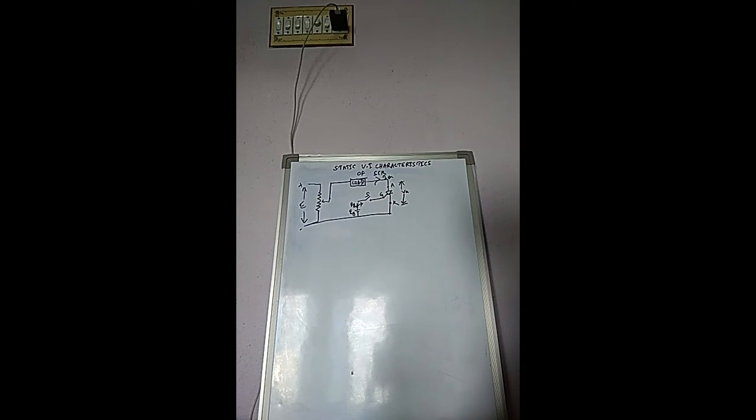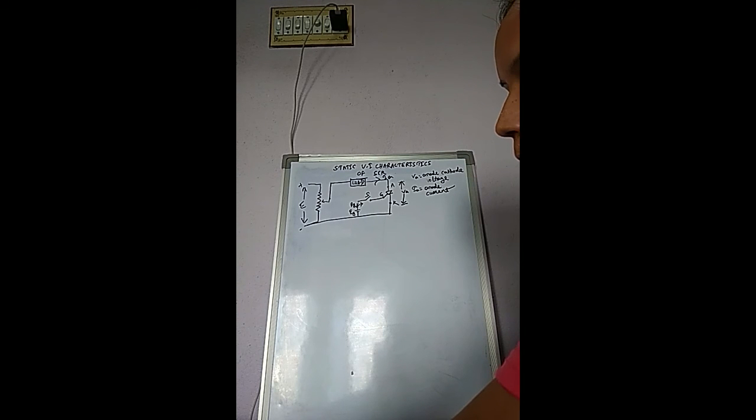Okay, and here VA is the anode cathode voltage, and IA is the anode current.